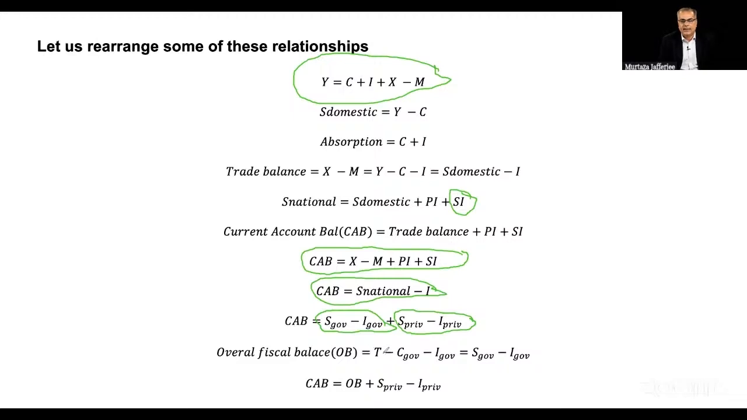So that is basically the government's taxes minus what the government consumes minus what the government invests. So that's the savings investment balance of the government. And I have written it again, the savings of government minus investments made by the government. So finally, the current account balance can be looked at as the overall balance from the fiscal plus the private sector savings investment.